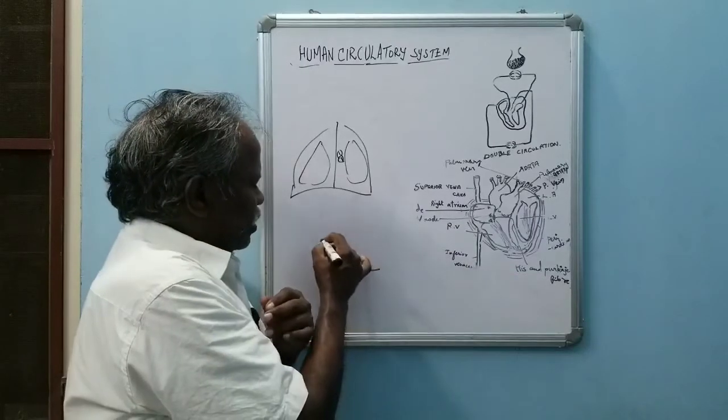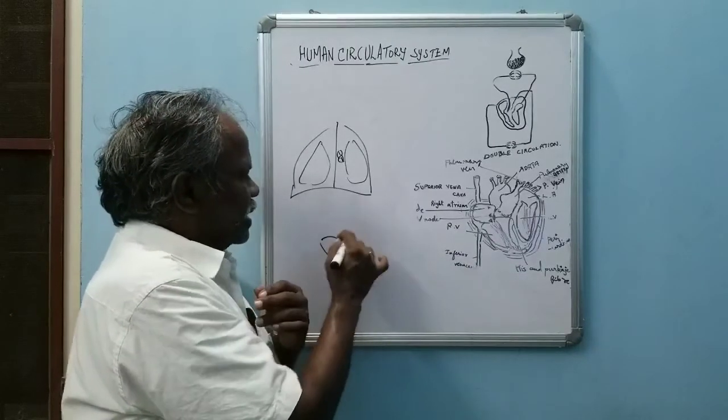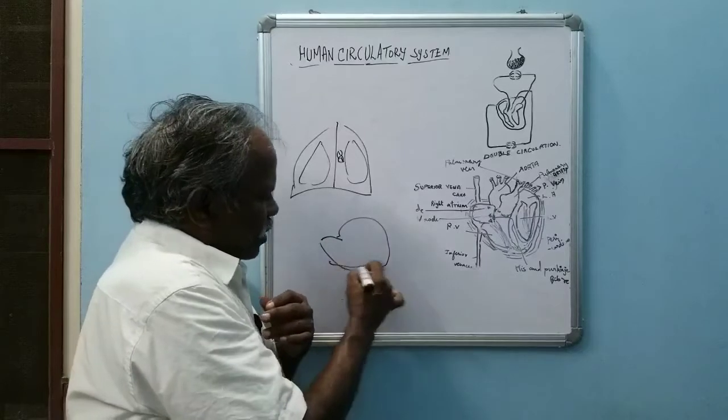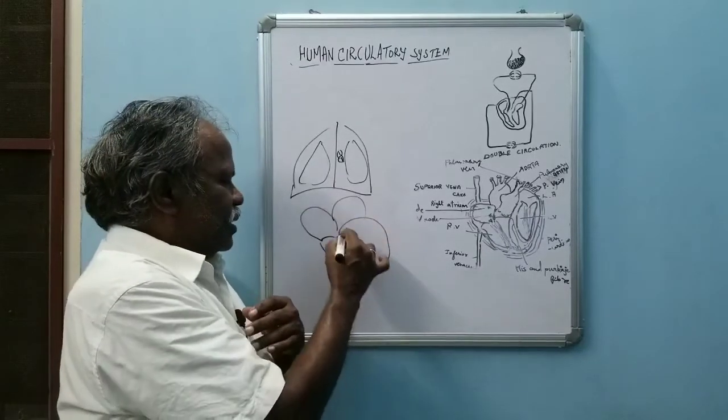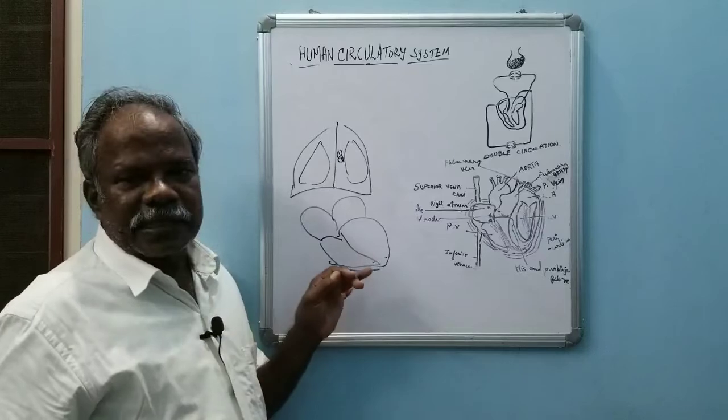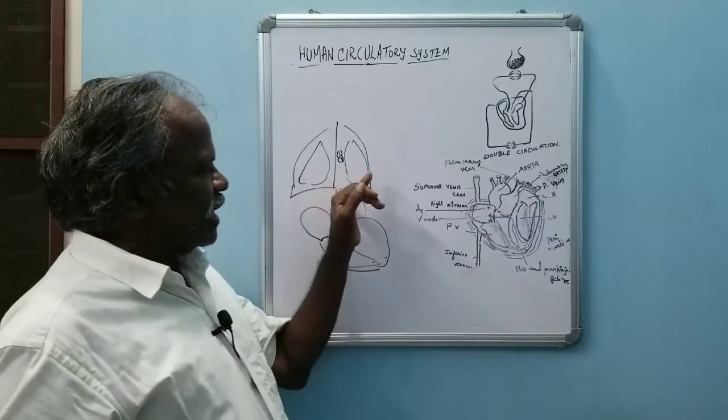The lower part of the ventricle is horizontal in structure. So it is horizontal in its structure. This is with regard to the location of the heart.